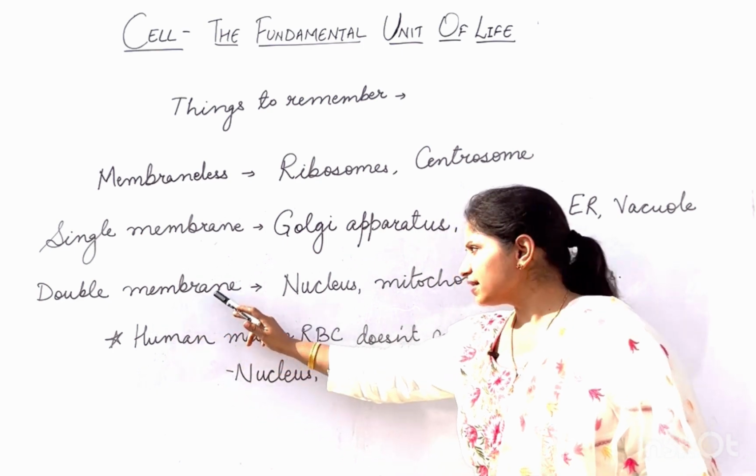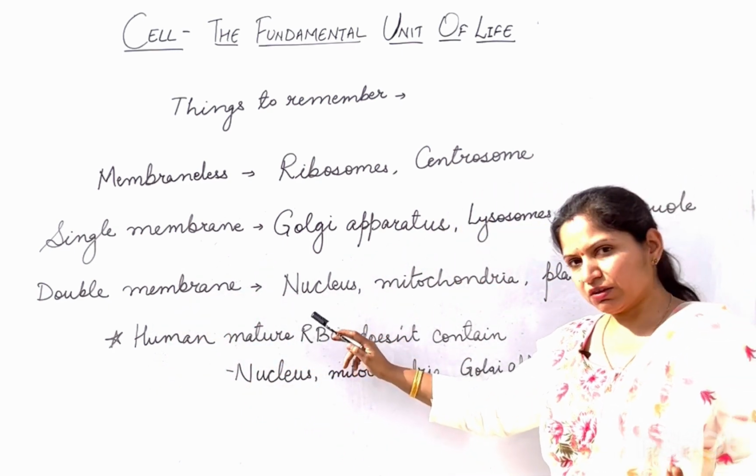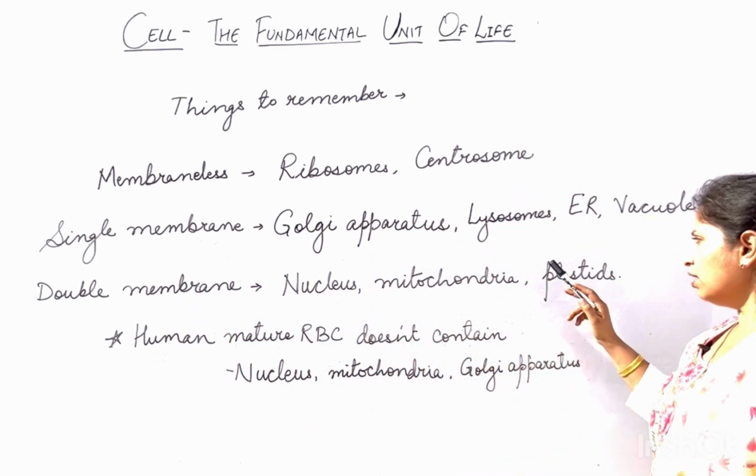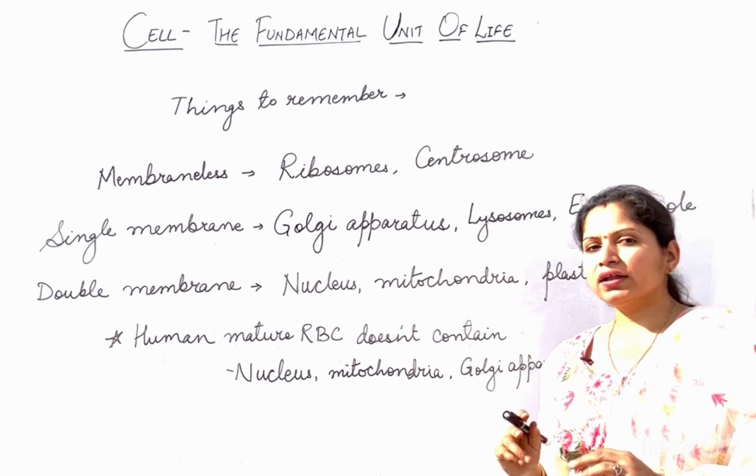Next is double membrane bound organelles, that are nucleus, that is having a double membrane, mitochondria, and plastids.